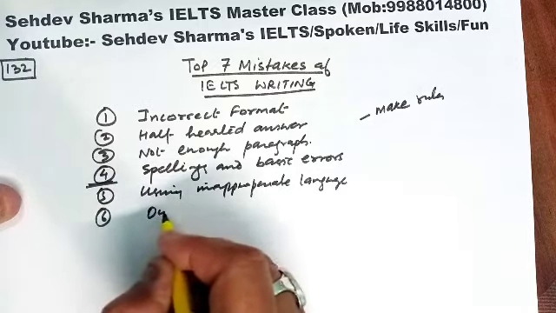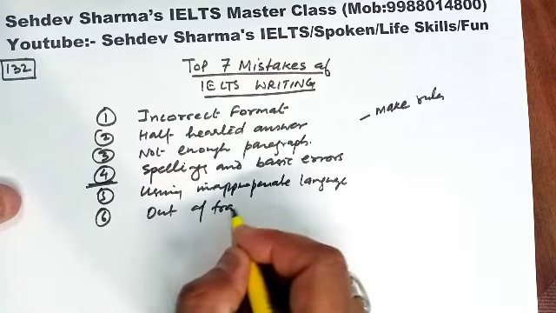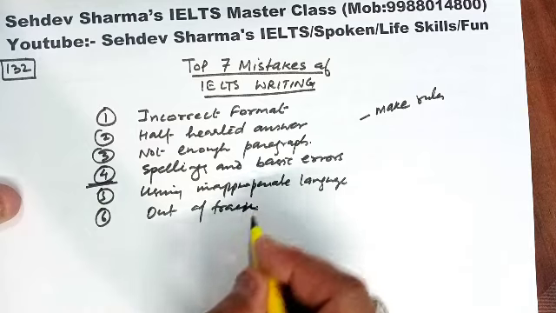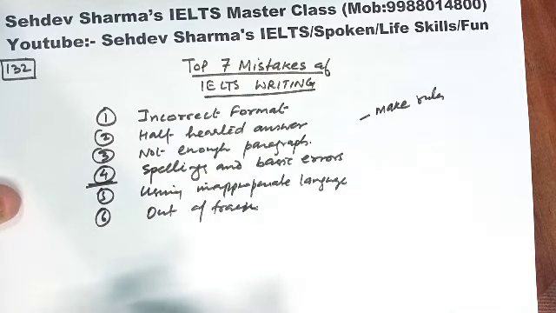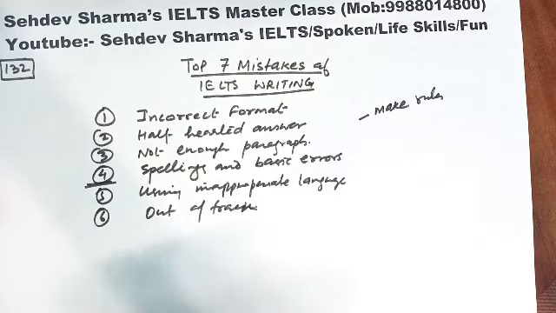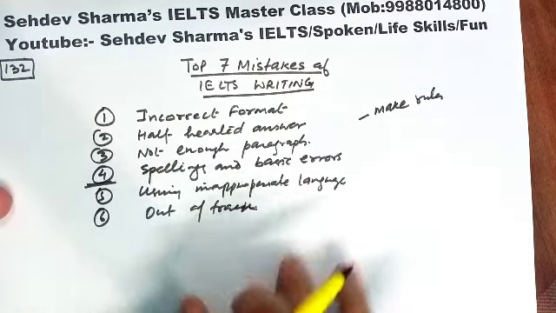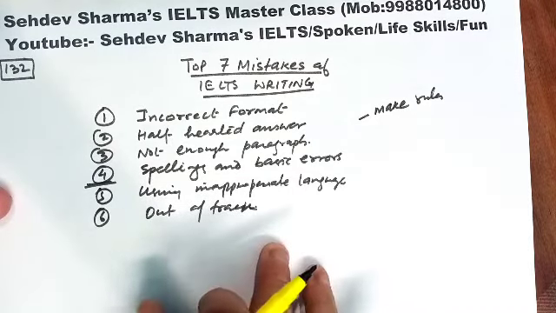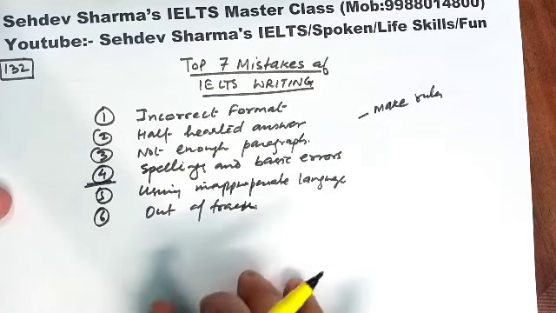Sometimes we go out of track. What does out of track mean? Out of track means we are writing on some point and we go beyond that point. Whatever point you are focusing on in your task 2, particularly in BP1 or BP2, please stick to that particular topic only. Otherwise, we are going to lose marks.